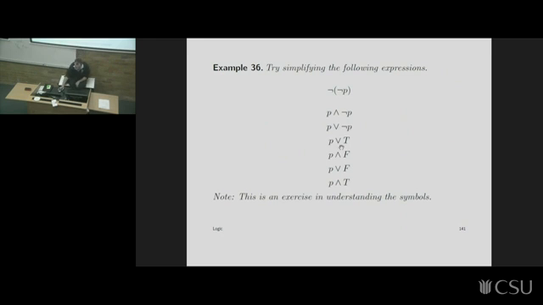Next one here. P and true. So P and true should just be P on its own. So the true or falseness of that statement really depends on what P is. That's the answer, P. Next one. P and 0 equals 0. So P or true would be true.